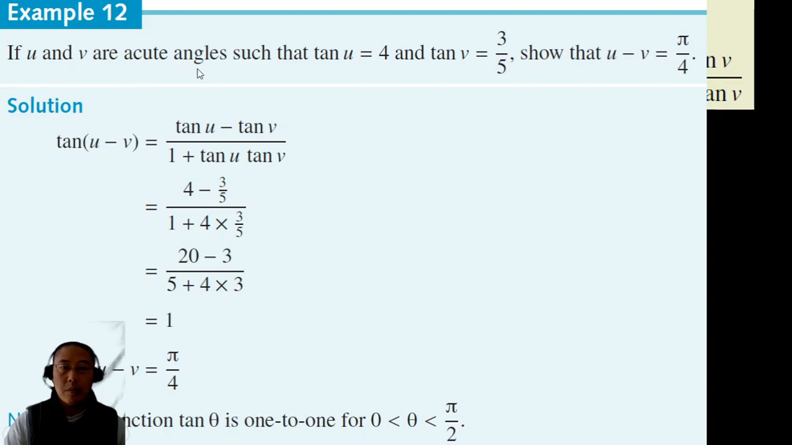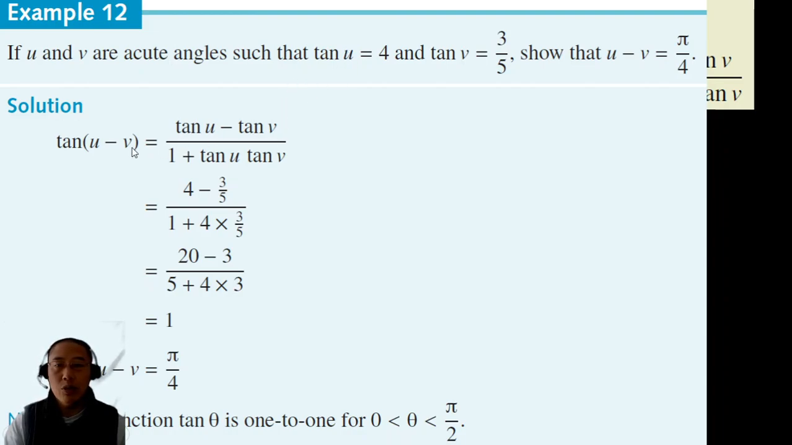So here, in the application, you have tangent of u and tangent of v. It tells you that you need to prove something. So u and v are acute angles, so keep that in mind. When it says acute angle, it means it's in the first quadrant.